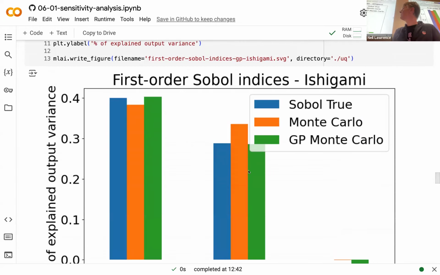Okay? So it looks like it's better, and the reason it would be better is because there's additional assumptions in the Gaussian process about how the function is moving between those points, right? If those assumptions are wrong, by the way, it will be worse, right?